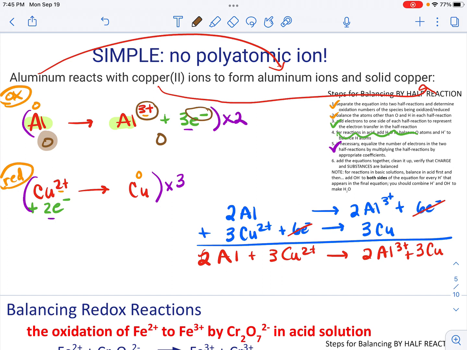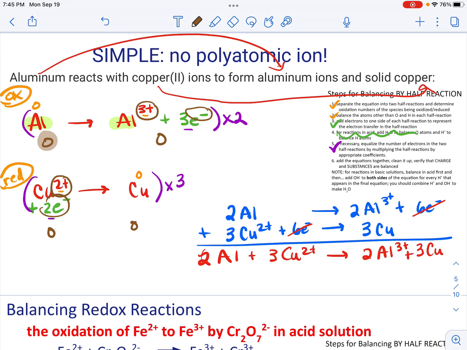I can do the same with the copper. I see 1 copper on each side. The left side is 2 plus and 2 minus, which is a total of 0. And the right side is copper 0, so it is a total of 0. It doesn't have to add up to 0. It might add up to something different.